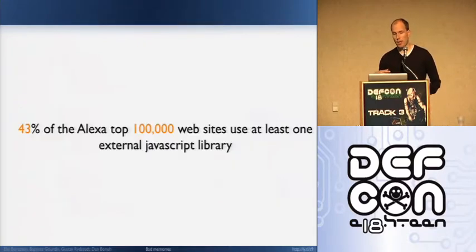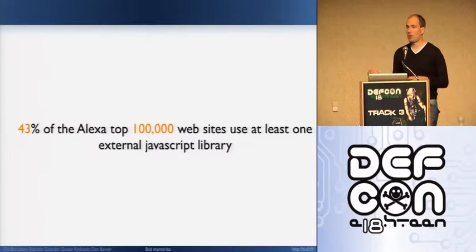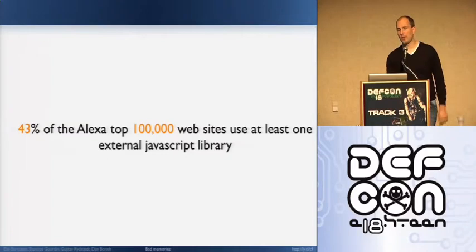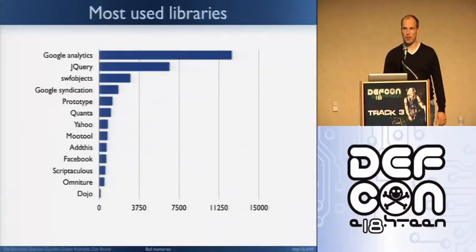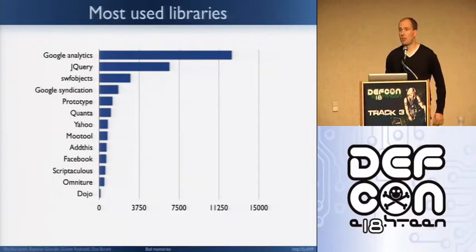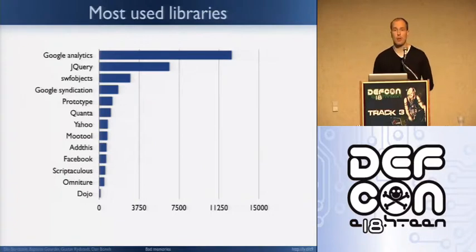I did a bit of crawling on the Alexa top 100,000 websites, and I see that at least 43% have an external JavaScript. Can you guess which is the most popular JavaScript library in the world right now? Google? Which one of Google? Google Apps? Google Ads? No, you're wrong. Google Analytics, you're right. And the second one is jQuery. So the first one is Google Analytics by far, followed by jQuery, and then you have SWF object, which is basically the library used to load Flash objects into your page. Google Ads is fourth, and then you have Prototype, which is another JavaScript framework.